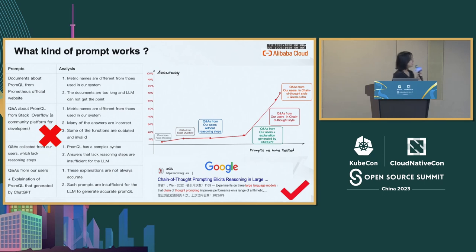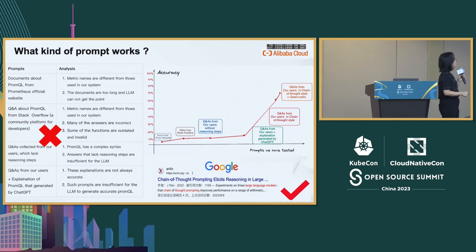Okay, our first try was to use, as the prompt, the information about natural language to PromQL. In the first step we used the documents about PromQL from the official Prometheus website, and it turns out the accuracy rate was lower than 5%, which is a disaster. We made some analysis, and it turns out the metrics names are different from those we use in our system, because we need the metrics names in the PromQL. And secondly, the documents are too long, and the LLM just cannot get the point about how to write a correct PromQL.